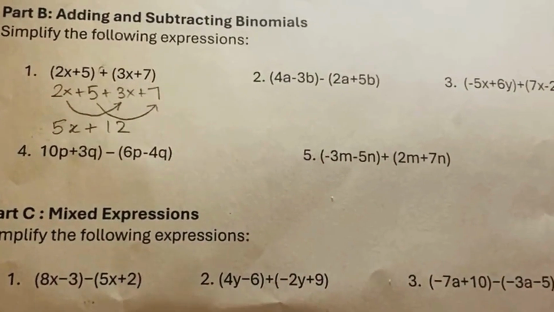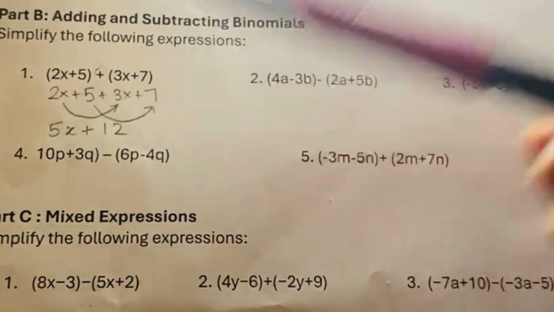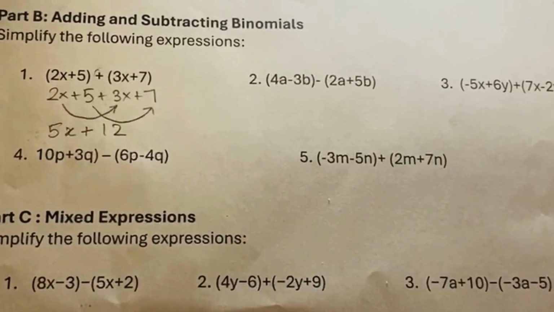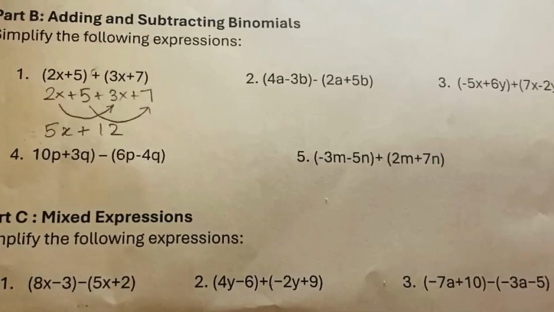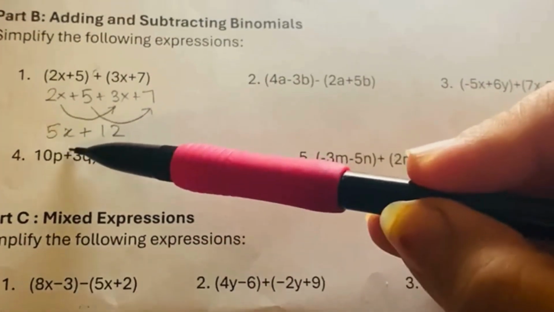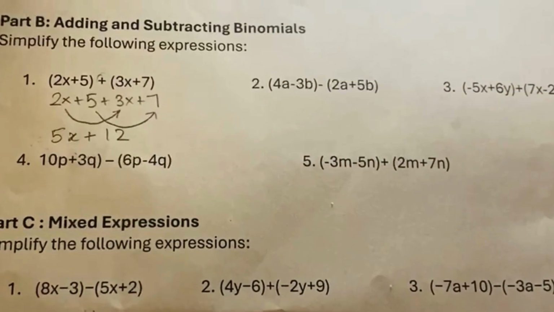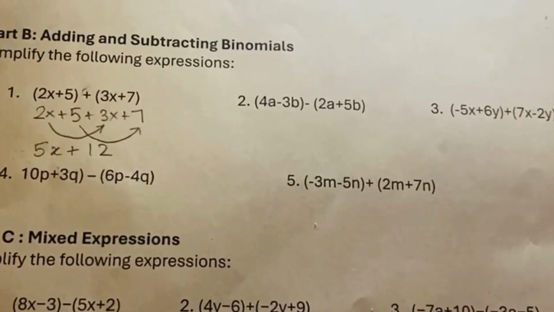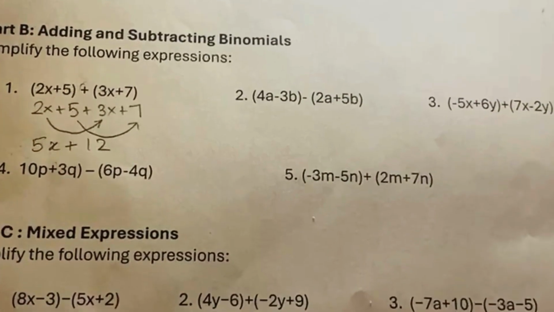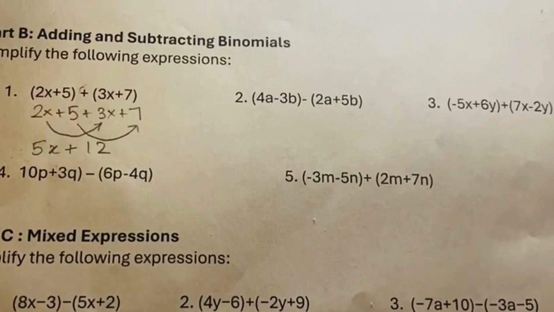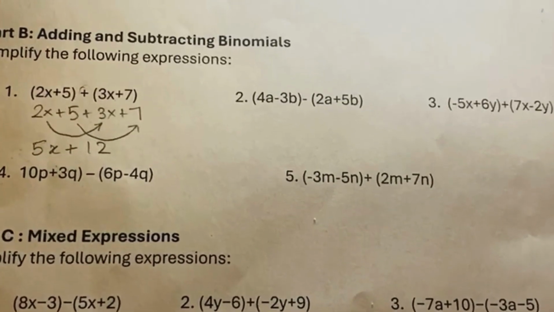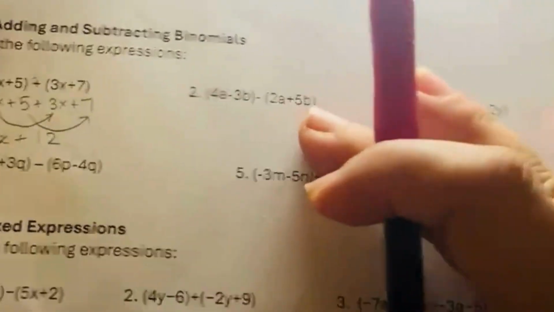Often students make a mistake. They add 5x and 12 and make it 17x, which is absolutely wrong. We cannot add a variable term with a constant number. So remember these rules. We cannot add unlike terms. We can only add like terms in algebra.